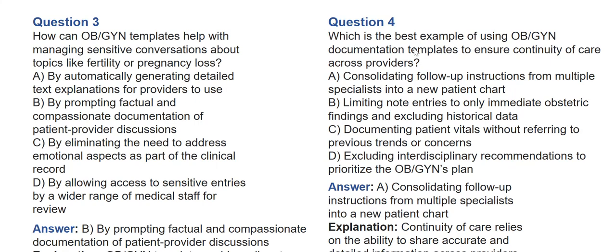Question 4. Which is the best example of using OB/GYN documentation templates to ensure continuity of care across providers? A, consolidating follow-up instructions for multiple specialists into a new patient chart. B, limiting note entries to only immediate obstetric findings and excluding historical data. C, documenting patient vitals without referring to previous trends or concerns. Or D, excluding interdisciplinary recommendations to prioritize the OB/GYN's plan.